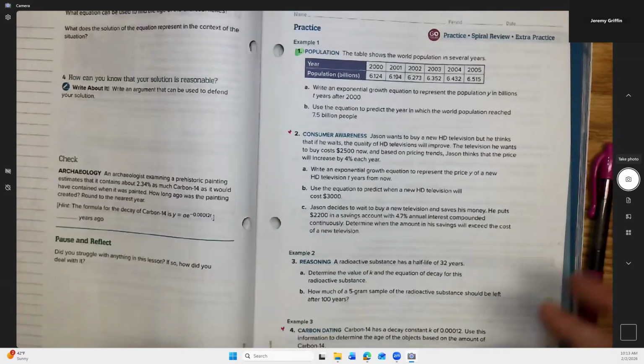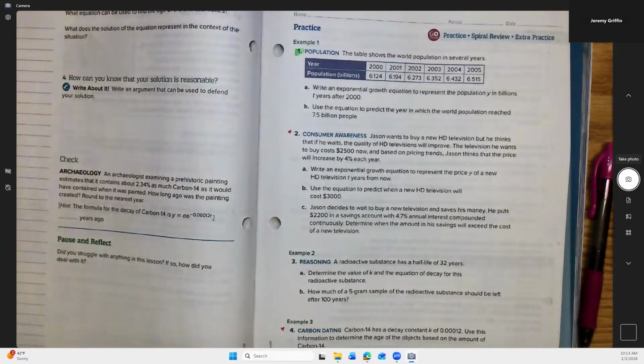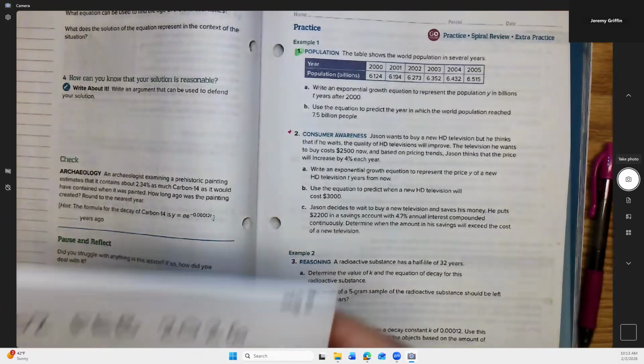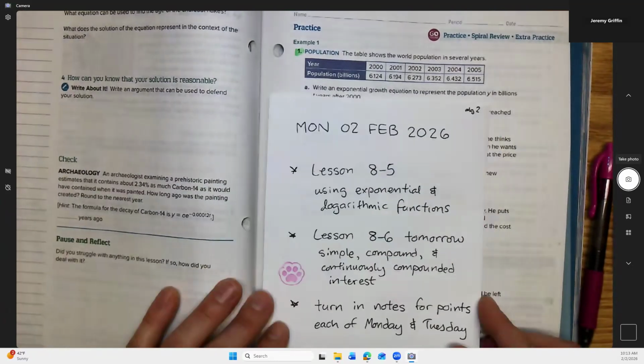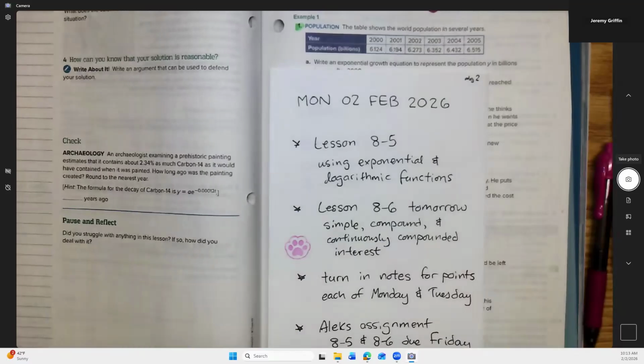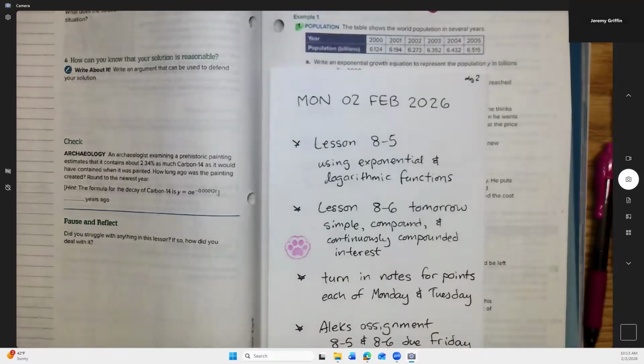So double check, make sure your name is on your notes. Turn in your notes. I'll give you guys points for those. And then you guys have the rest of the class to start solving those on Alex or ask me any questions or see any other examples you need.